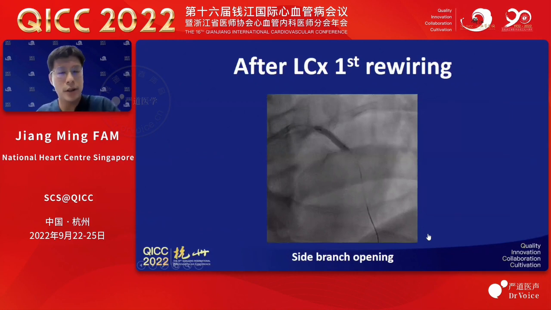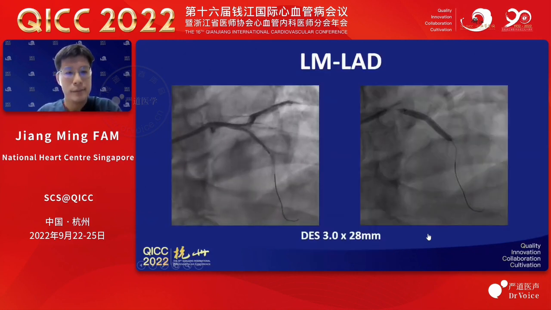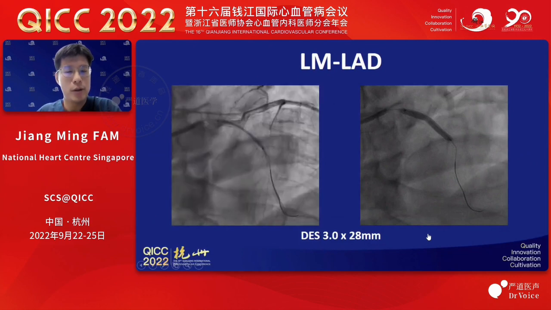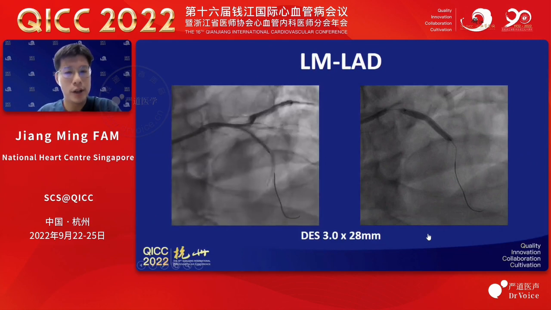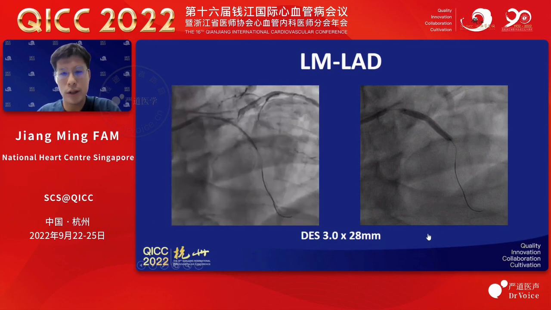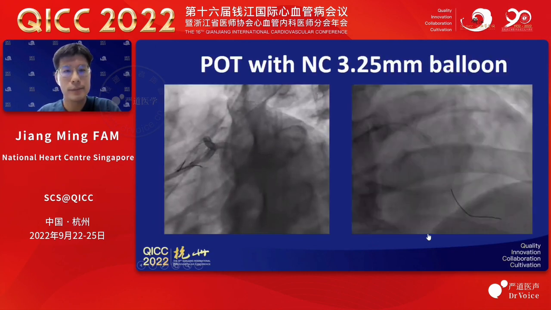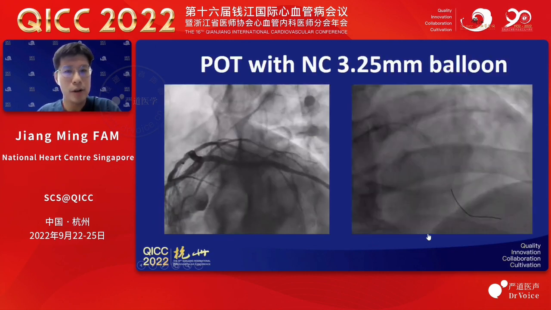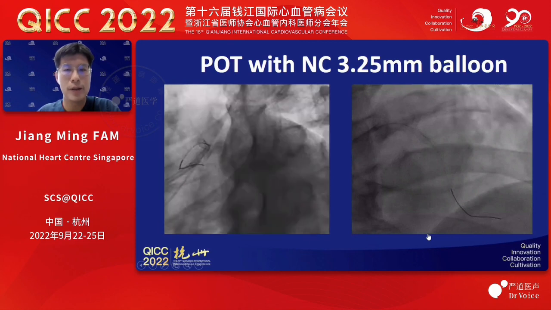Okay, so this is the first rewiring with the side branch opening. And then we stented the left main to the LAD with a trio 28 millimeters. And a first POT with a non-compliant 3.25 mm balloon.